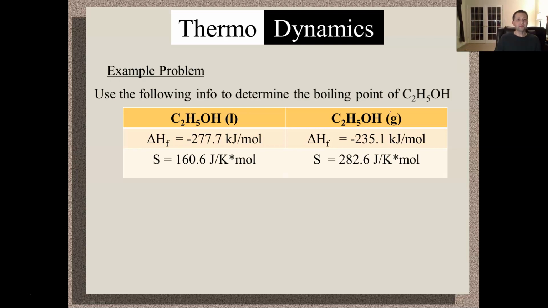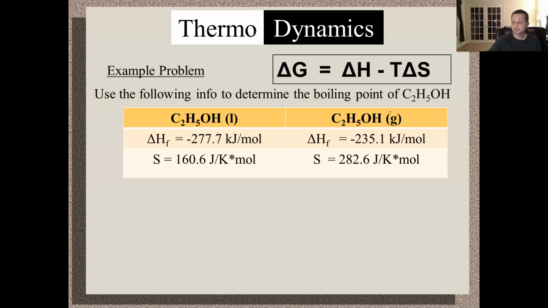I want to use the following information to determine the boiling point of C2H5OH. This is basically just what we talked about in the previous slide. So I want to set up my equation, delta G equals delta H minus T delta S. I also want to have my equation for what's happening in this chemical reaction. So I have C2H5OH liquid yields C2H5OH gas. So you want to write that down.